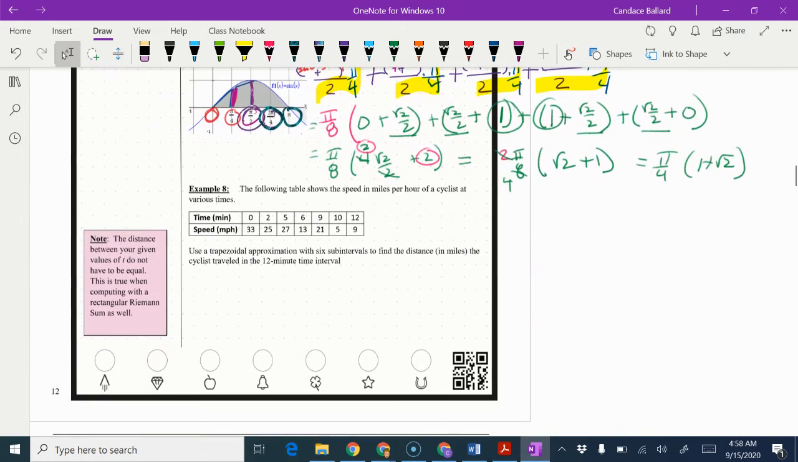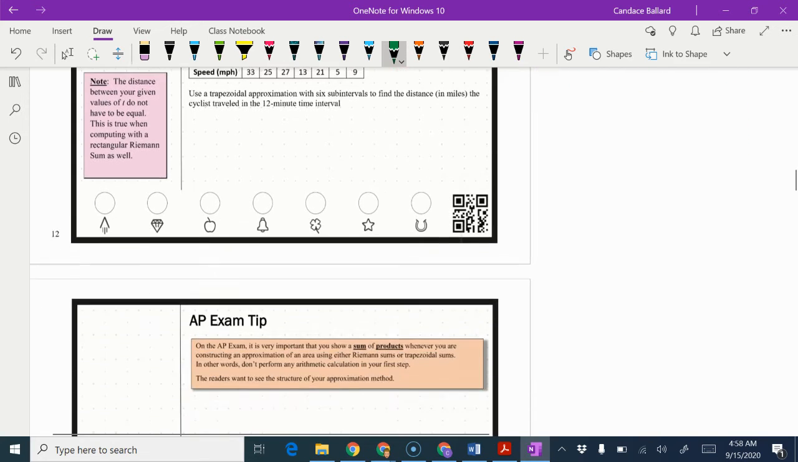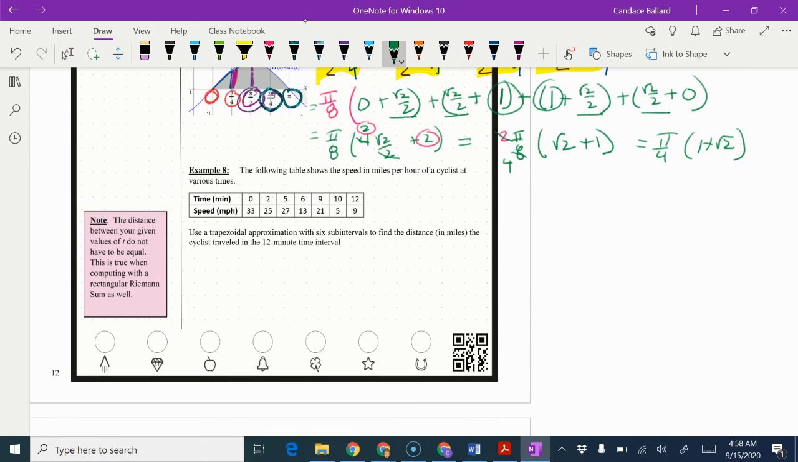All right, finally, we're back to a tabular problem. We're going to use this to do the speed in miles per hour of a cyclist at various times. So we're going to use a trapezoidal approximation with 6 subintervals to find the distance in miles the cyclist traveled in the 12-minute time interval.